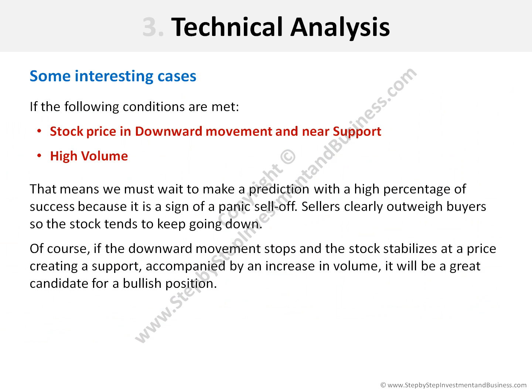Another interesting case is when the stock price is in downward movement and near support, and this is accompanied by a high volume. That means we must wait to make a prediction with a high percentage of success because it is a sign of a panic sell-off. Sellers clearly outweigh buyers, so the stock tends to keep going down. Of course, if the downward movement stops and the stock stabilizes at a price creating a support, accompanied by an increase in volume, it will be a great candidate for a bullish position.